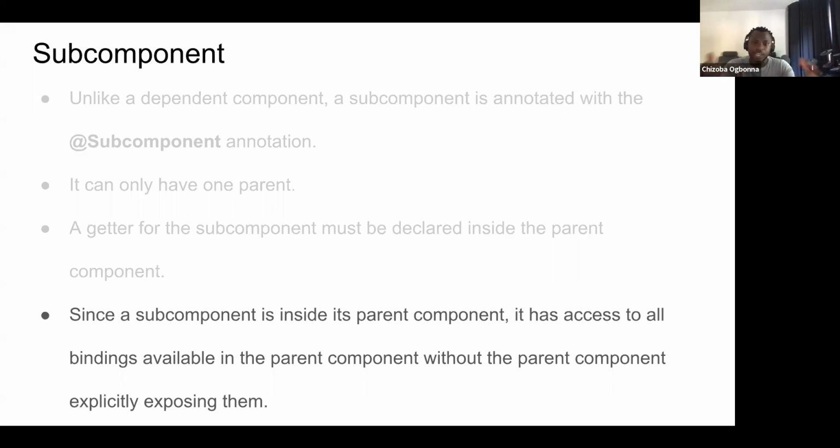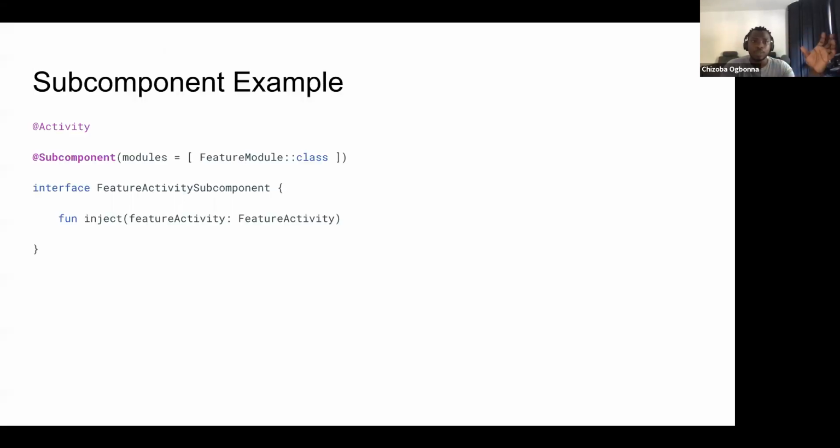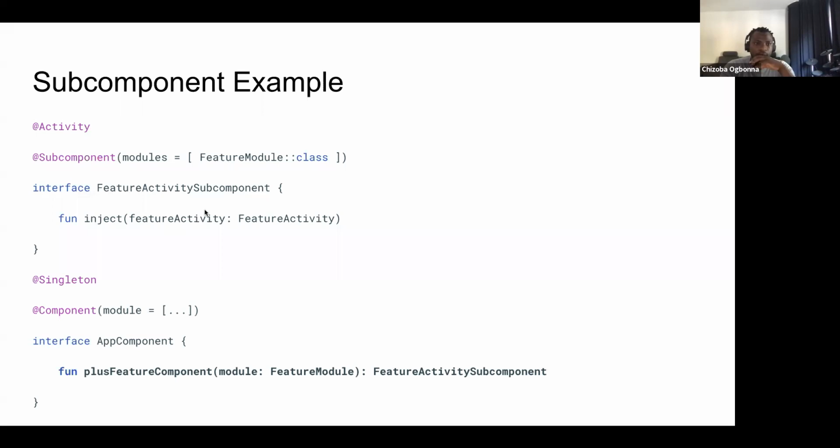And like I said, I've already explained this. The subcomponent is inside the parent component, which means it has access to all the bindings. So here is an example of this as well. The subcomponent is probably supposed to be activity scope, a subcomponent with its own module. You can use the subcomponent to inject into this. Then let's see what happens.